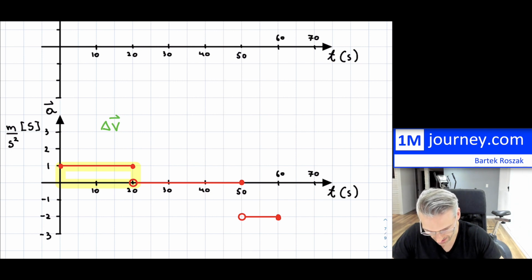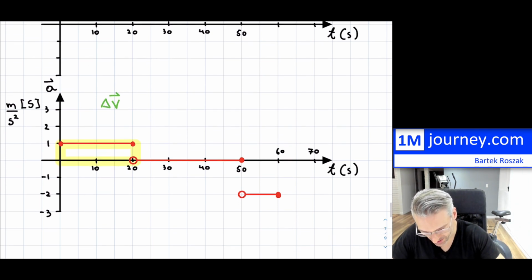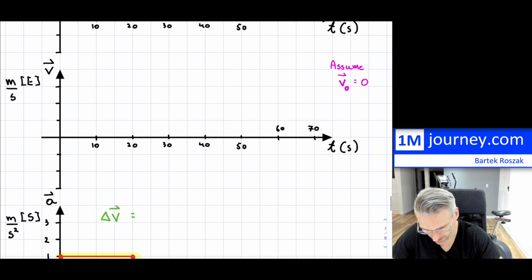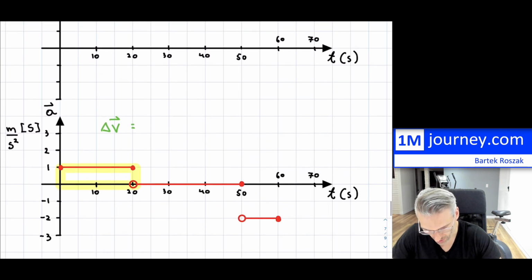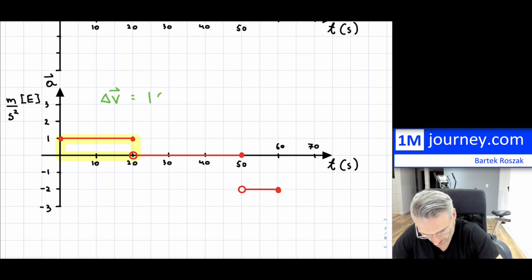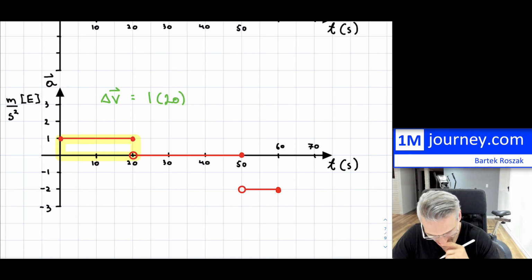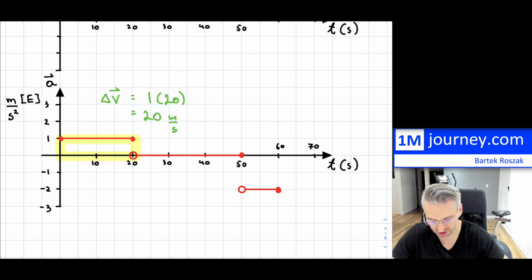Calculating this out, it's not very difficult. The area under the curve: it's going for 20 seconds at 1 meter per second squared. So that's 1 multiplied by 20. And notice the units: meters per second squared times seconds, so indeed it's going to be meters per second. So this is just going to be 20, so 20 meters per second in terms of the change.